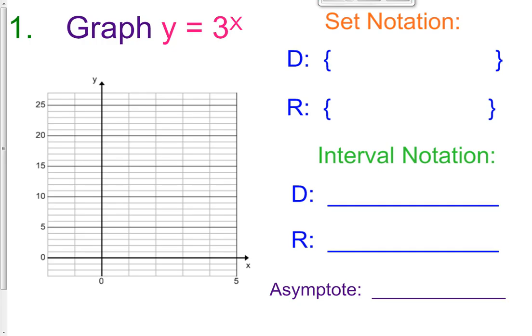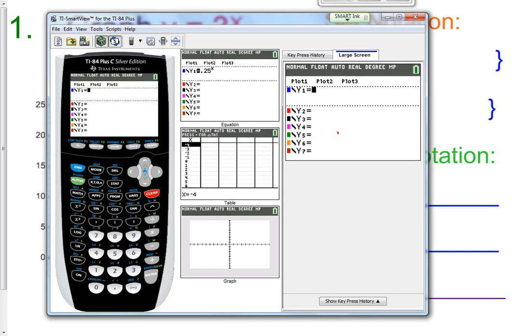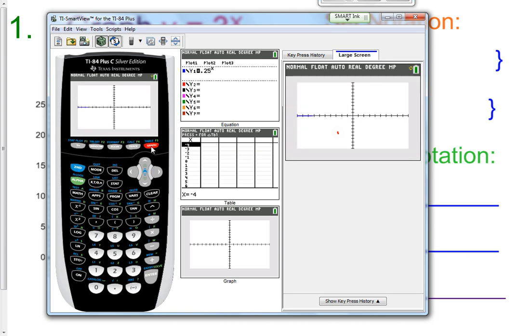Let's immediately put it into our graphing calculator and see what it looks like. Y equals 3 raised to the x power. I press graph right now. And there's a picture of what my graph is supposed to look like. Notice how my curve is going up and to the right.